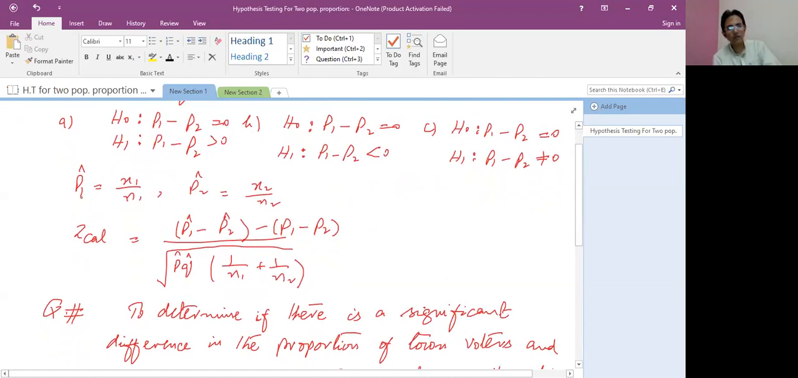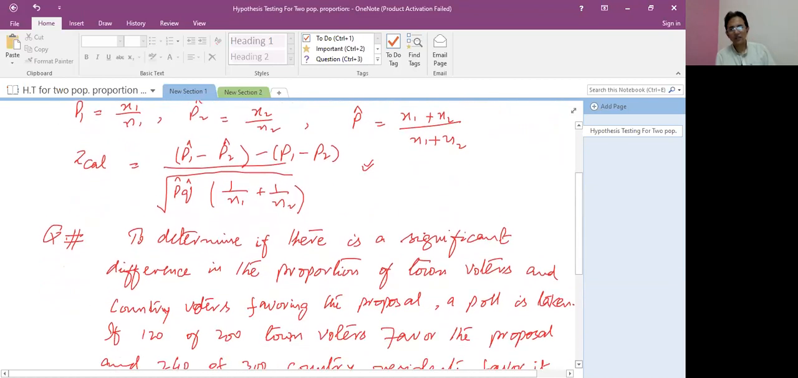So what is P1 cap? P1 cap is the sample proportion, x1 upon n1. P2 cap is equal to x2 upon n2. Or if you combine them, you find the combined proportion P cap, which is x1 plus x2 upon n1 plus n2. Here we are applying the z statistic only.